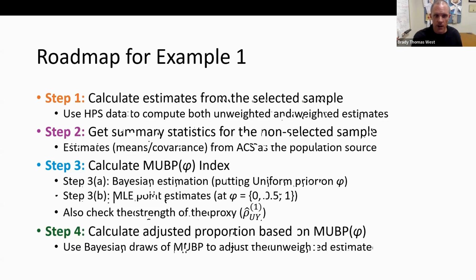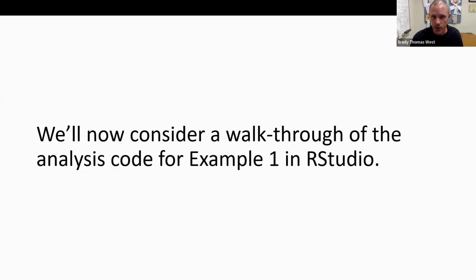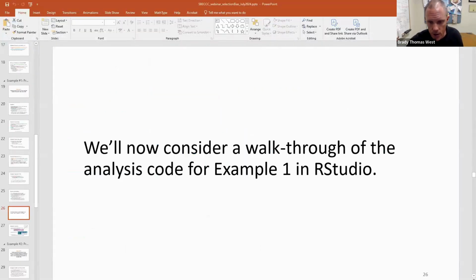Finally, we'll calculate an adjusted estimate of this proportion based on the measure of unadjusted bias for proportions. So we're going to take that measure and use it to adjust the unweighted estimate. And we're also going to be Bayesian in nature in the way that we do that. The software I'm going to show you does all that for you. So I'm going to flip now to RStudio.